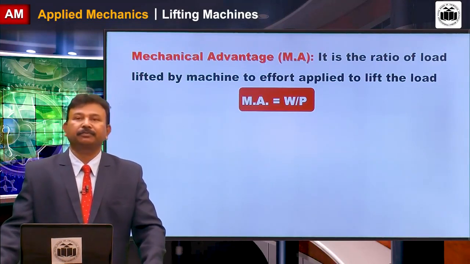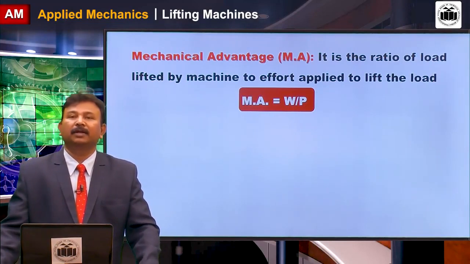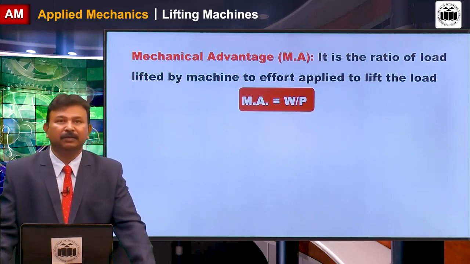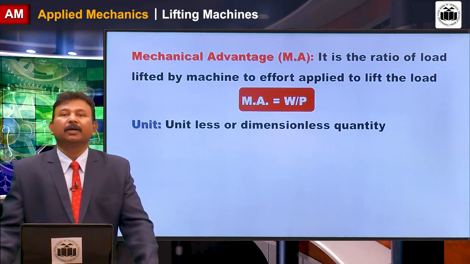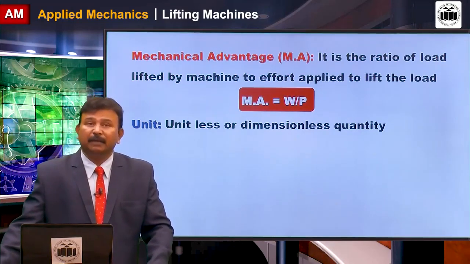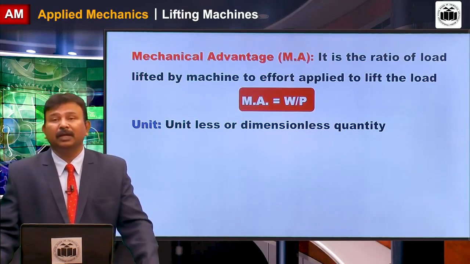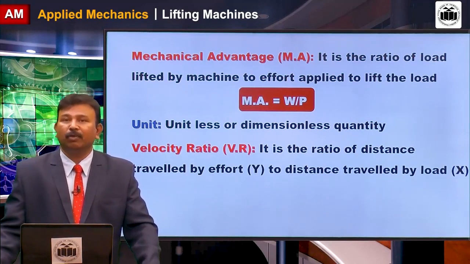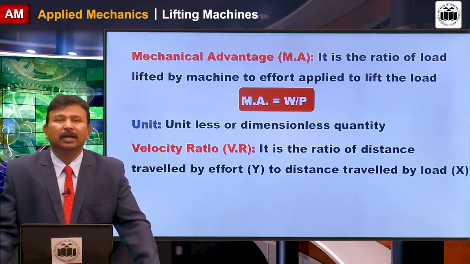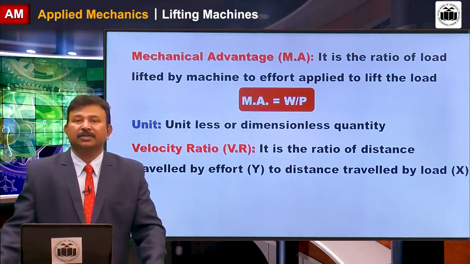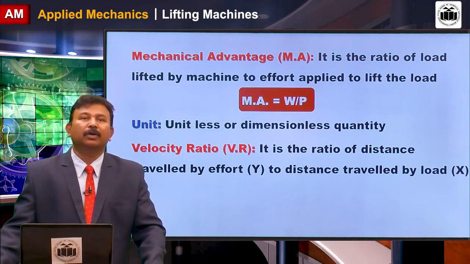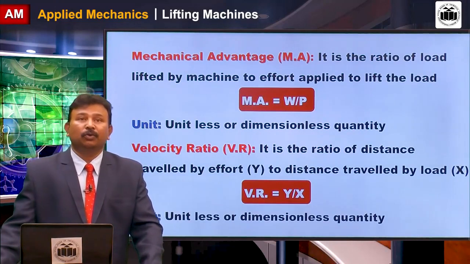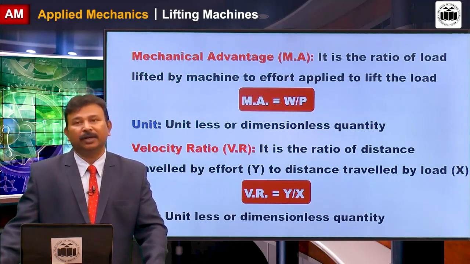Mechanical advantage. It is the ratio of load lifted by the machine to effort applied, and is called the mechanical advantage of the machine. Mechanical advantage is a dimensionless quantity because the unit of load and the unit of effort are the same. So it becomes a dimensionless quantity. The next important terminology is velocity ratio. It is simply the ratio of distance travelled by the effort y to distance travelled by the load x. Velocity ratio is also a dimensionless quantity.